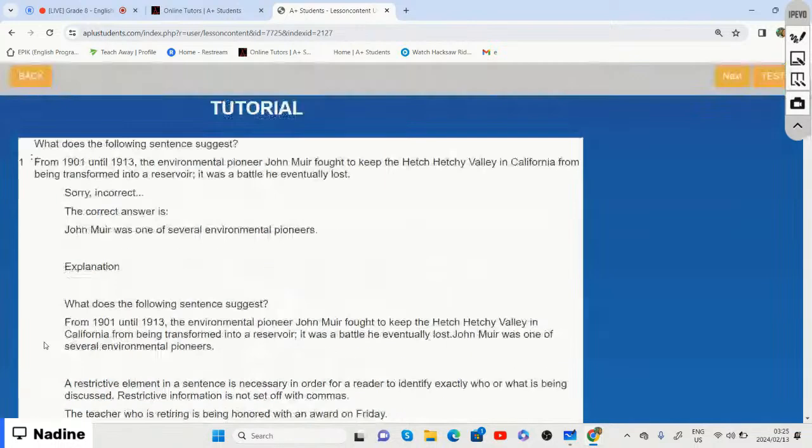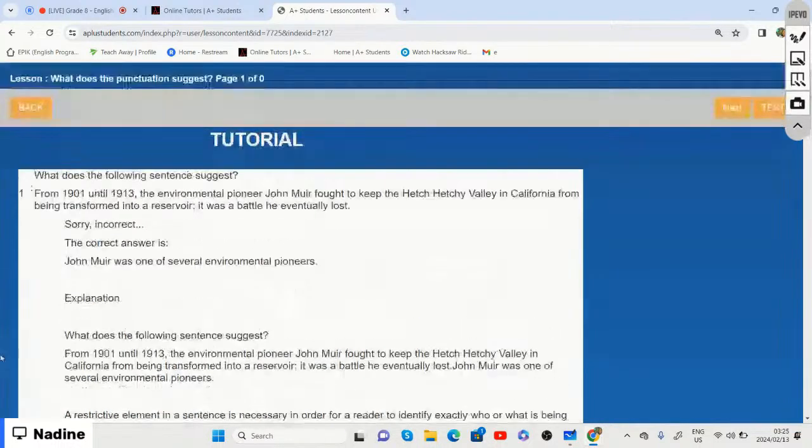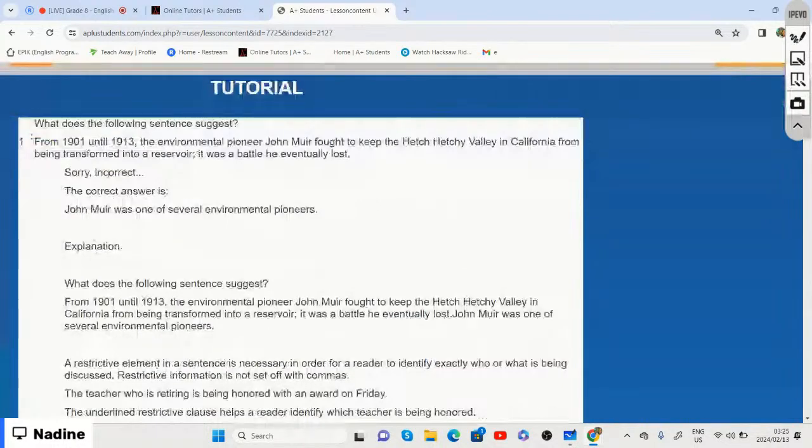All right. So now if we look at our activities, it says, what does the following sentence suggest? It says: From 1901 until 1913, the environmental pioneer John Muir fought to keep the Hetch Hetchy Valley in California from being transformed into a reservoir. It was a battle he eventually lost.